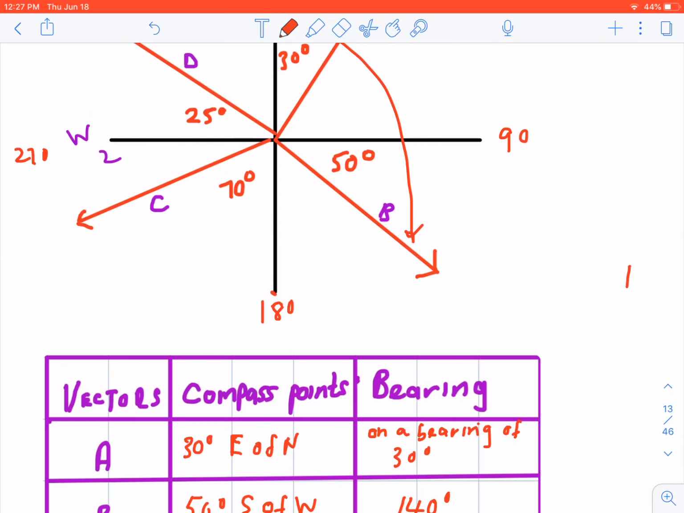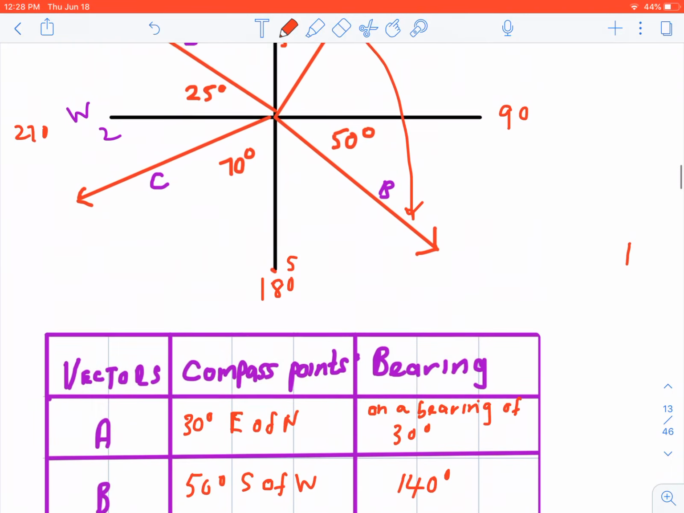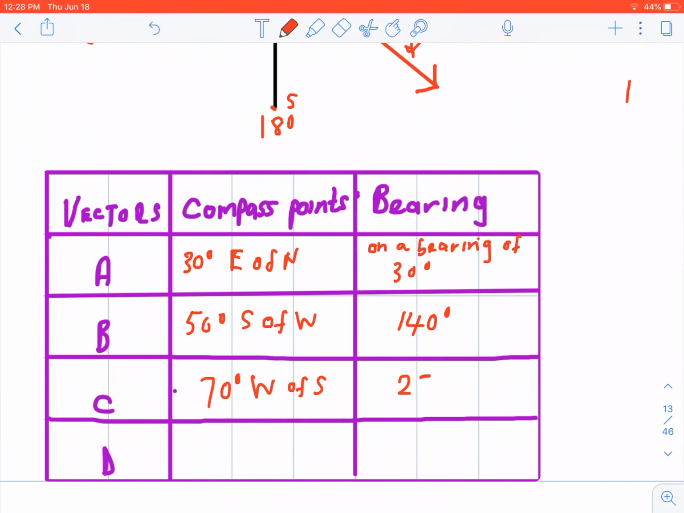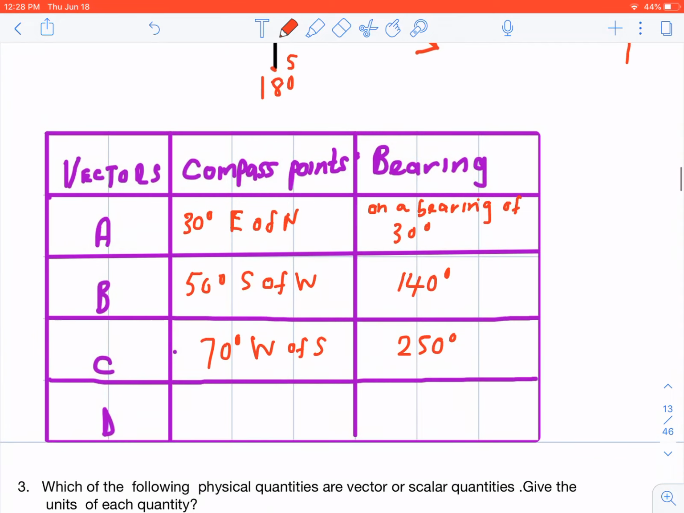C, in terms of the compass, we would say 70 degrees. 70 degrees is going west, but of which side? West of south, because we know that's our south. And what is the bearing? The bearing would be 90, 180, and that would be on a bearing of 250 degrees. So you need to say on a bearing of, then we know how we're measuring it. We're measuring it clockwise.